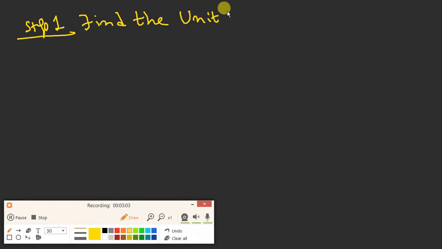So see friends, step 1 is that you have to find the unit digit of the given square root. So how will you do that?